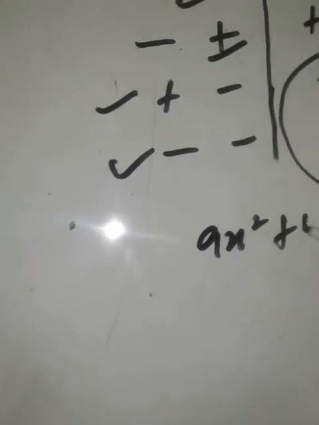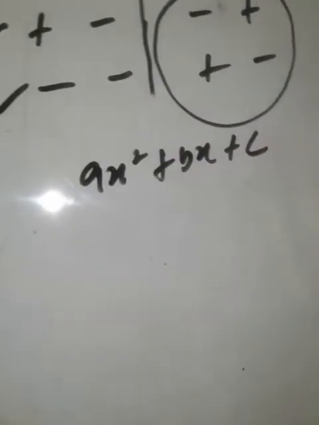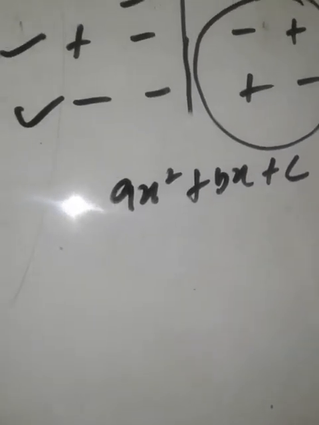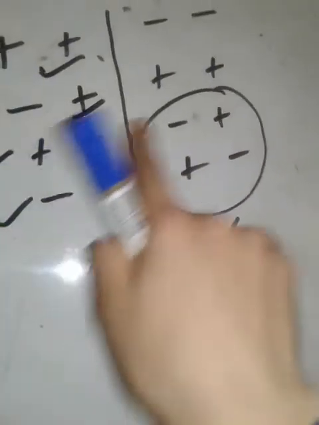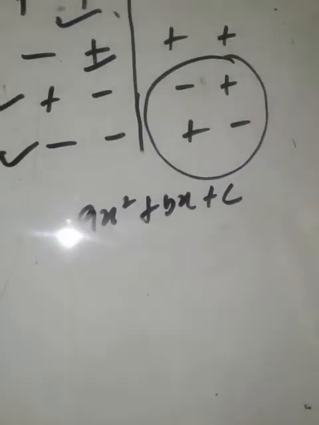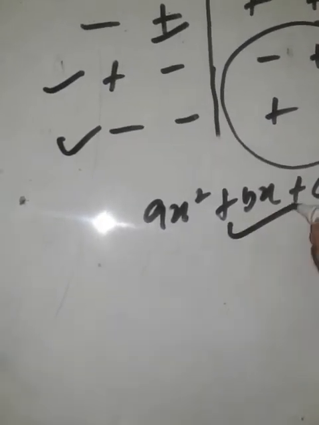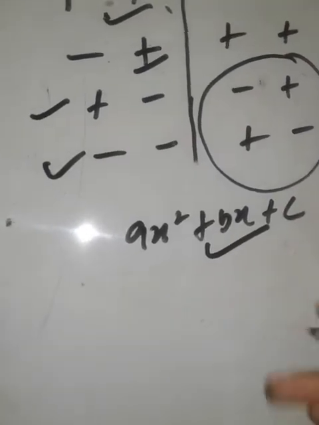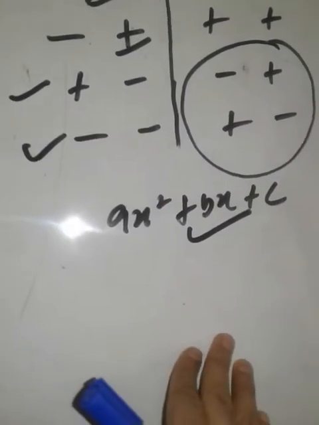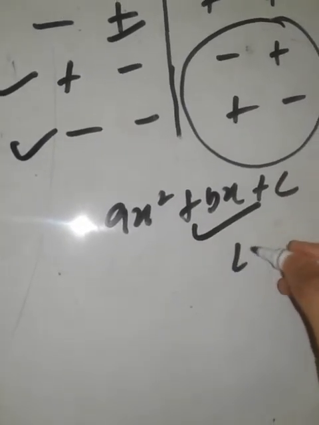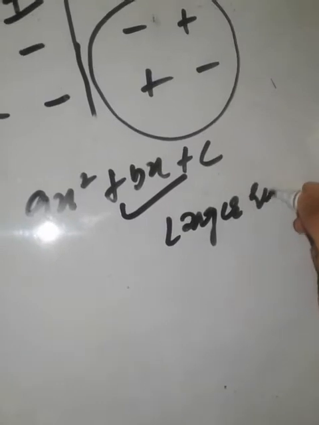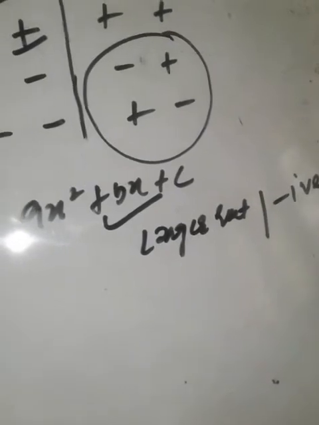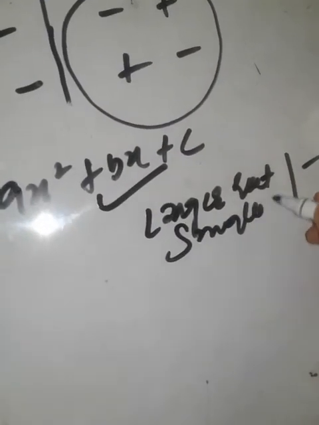This is your middle term. Remember, if the sign of the middle term is positive, you have to look at these two cases. You have to look at the middle term. If the sign of the middle term is positive, then you have to keep the larger root negative, and the smaller root positive.